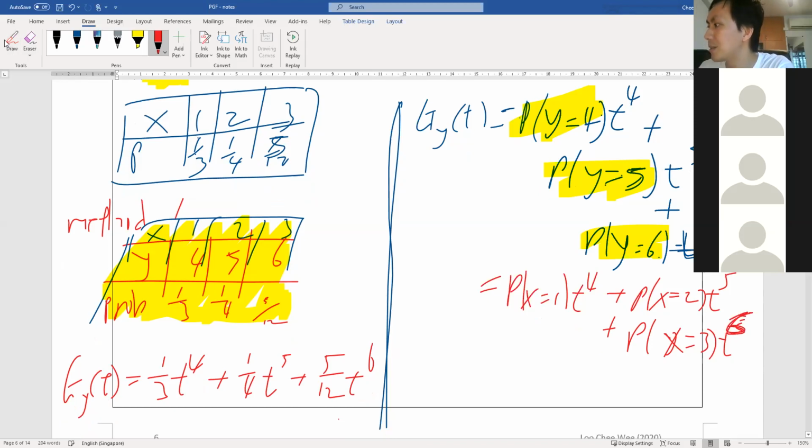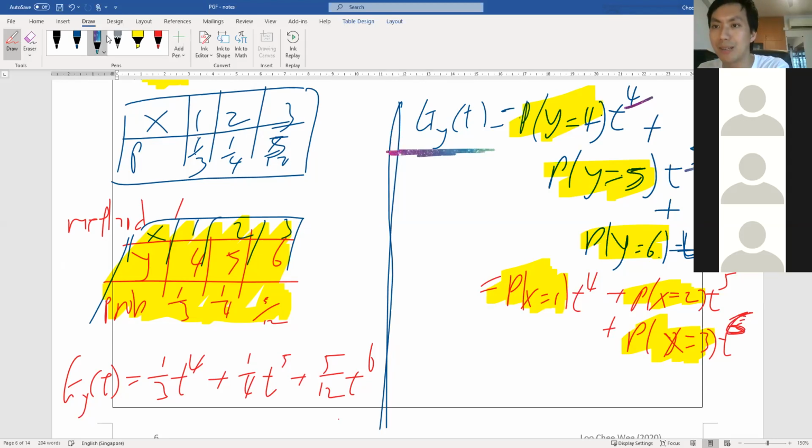Okay, so what does this blue and red statement really mean? It means that the odds of Y being 4 is the same as the odds of X being 1, 2, and 3 respectively. But the outcomes are always going to be 4, 5, and 6, simply because we are aimed at constructing the PGF of Y right now and nothing else.